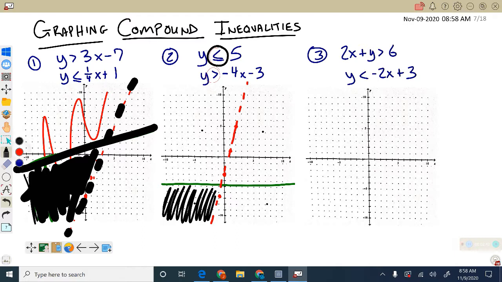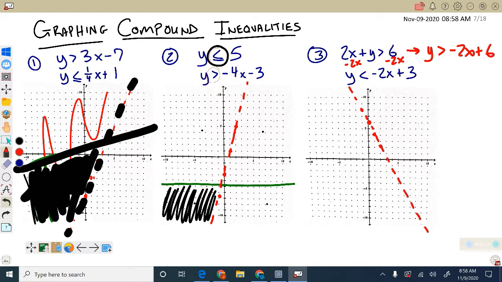Number 3, as we look at it, though, we have a bit of an issue because we don't have y by itself yet for this top equation. Well, let's just get it that way. When we subtract 2x from both sides, I'm going to have y is greater than 2x plus 6. And again, now I can graph both of our equations. So y is bigger than negative 2x plus 6. So there's your first inequality, and it's a dashed line.